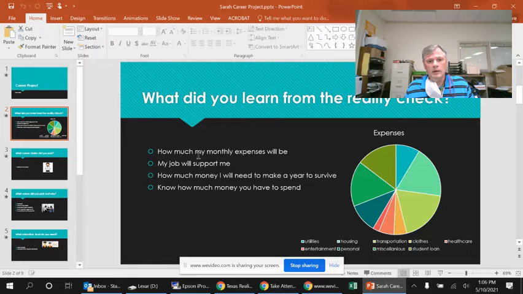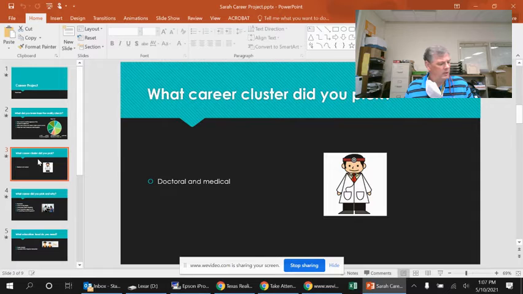Be careful about not writing sentences. You want to have 7 words or less. So all you're doing is picking key words each time you put anything in your PowerPoint slide. Number 3, what career cluster did you pick from Oscar and why? Well, there is no Oscar, so we'll just ignore that. They just put in what career cluster did you pick.